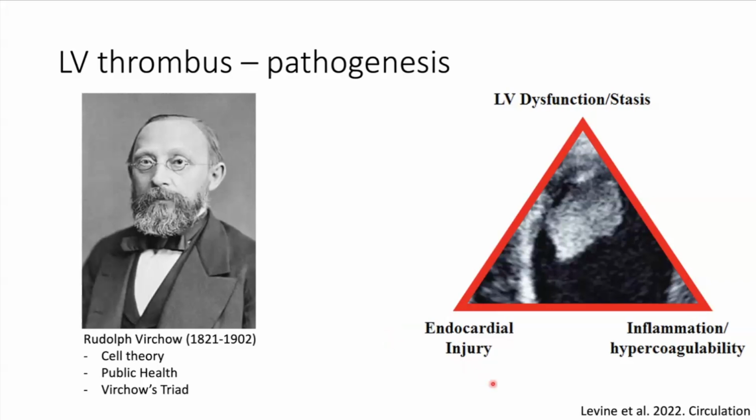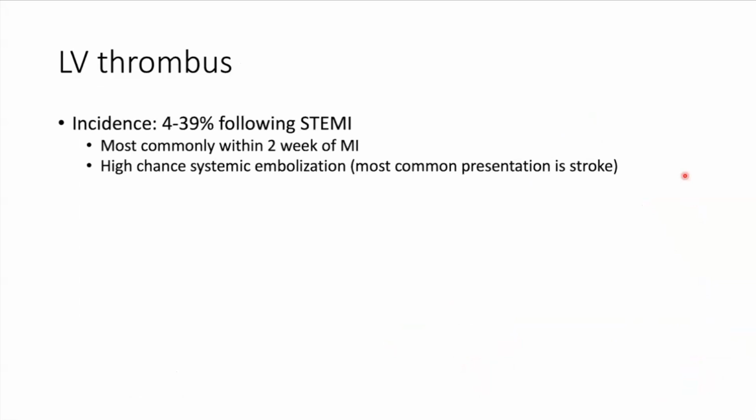All myocardial infarctions have endothelial injury and an inflammatory hypercoagulable state, but not all MIs will have stasis of blood to the degree that you need to develop LV thrombus. So LV thrombus, depending on where you look, can be as low as 4% to as high as 39% after STEMI, and that all depends on the era that you're looking at and the modality that we're using. But 10 to 15% is a number that we see with echocardiography. And most commonly, they happen within 2 weeks of an MI.